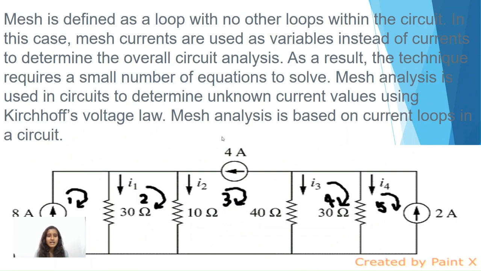A mesh is defined as a loop with no other loops within the circuit. In this case, mesh currents are used as variables instead of branch currents to determine the overall circuit analysis. As a result, the technique requires a small number of equations to solve. Mesh analysis is used in circuits to determine unknown current values using Kirchhoff's voltage law. Mesh analysis is based on current loops in a circuit.